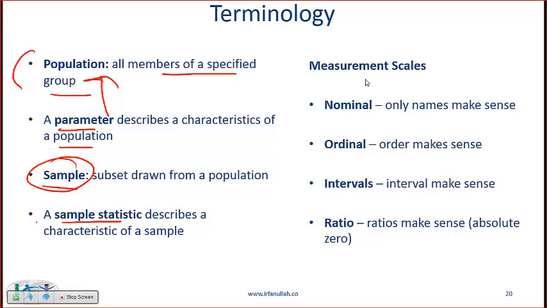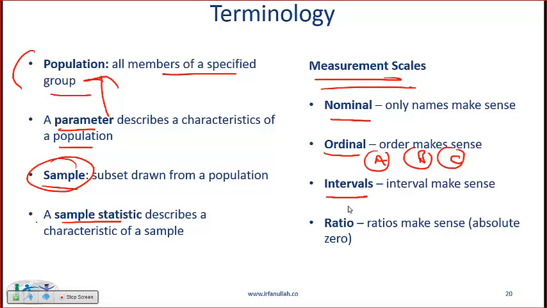Remember these measurement scales? They keep showing up on exams. So nominal means only the names make sense. So A is not better than B, is not necessarily better than C, it's just a grouping. Ordinal means order makes sense. So if you have A, B, and C, you can say A is better than B, which is better than C. But if A is better than B and B is better than C, the degree by which A is better than B doesn't really matter.